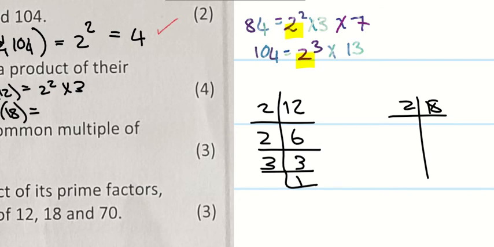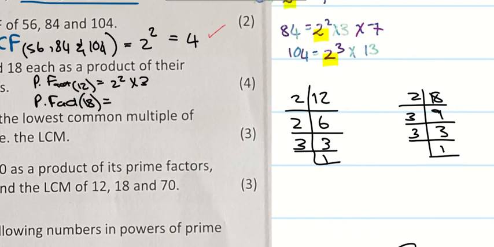I say 18 can be divided by 2. 18 divided by 2 is equal to 9. Well done. And then 2 can't go into 9. But 3 can, so I write down a 3, 3 times, and then I have 3 there and 1 there, and then I end off. So now I'm going to say, therefore, 2 times 3 to the power of 2.